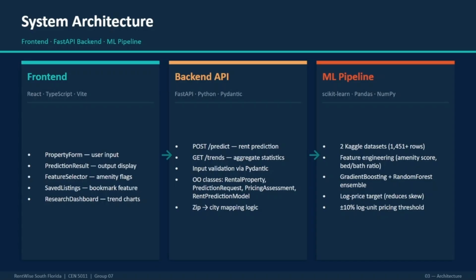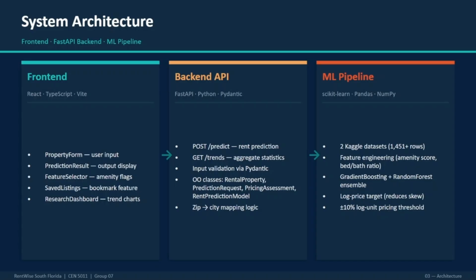We predicted log price rather than raw price in order to reduce any skew within the dataset. We saw that rental prices have a small number of high outliers that can distort a model trained on raw dollar values. And taking the log of this compresses the range and makes prediction much more stable.